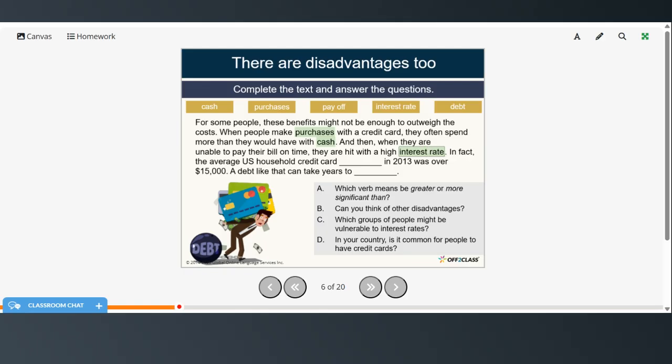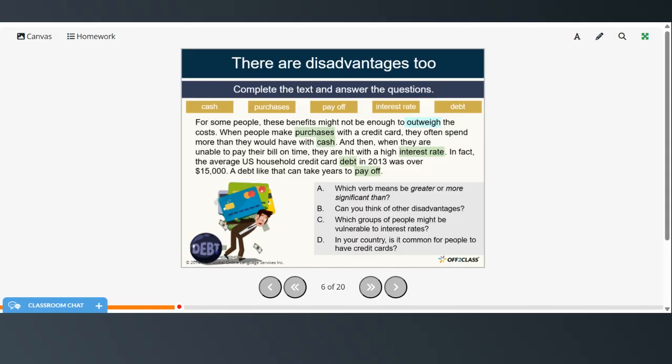In fact, the average U.S. household credit card debt in 2013 was over $15,000. A debt like that can take years to pay off. So which verb means to be greater or more significant than? That would be outweigh.